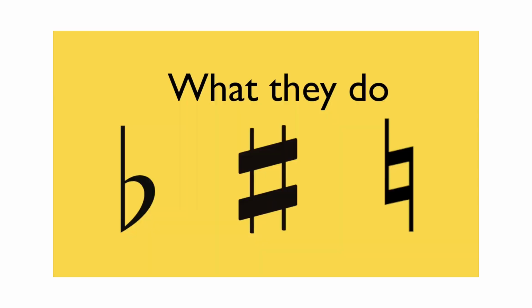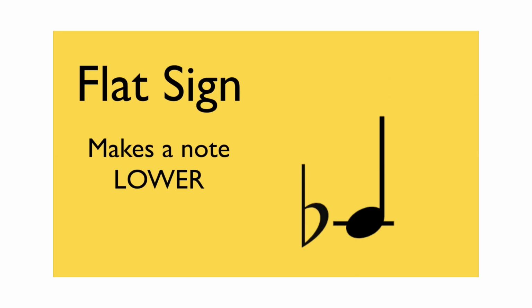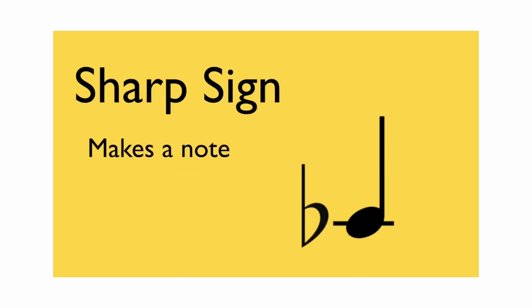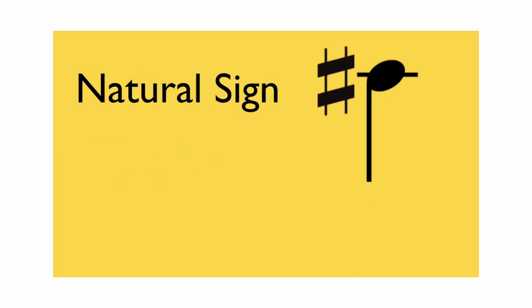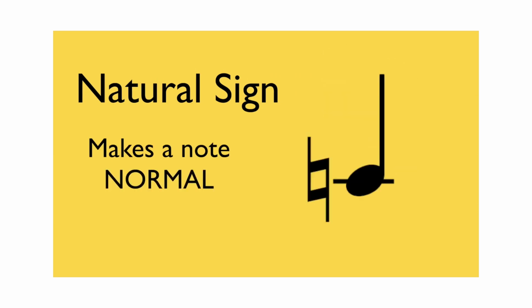Here's what they do. The flat sign makes a note lower. The sharp sign makes a note higher. And a natural sign indicates that a note should be played normally.